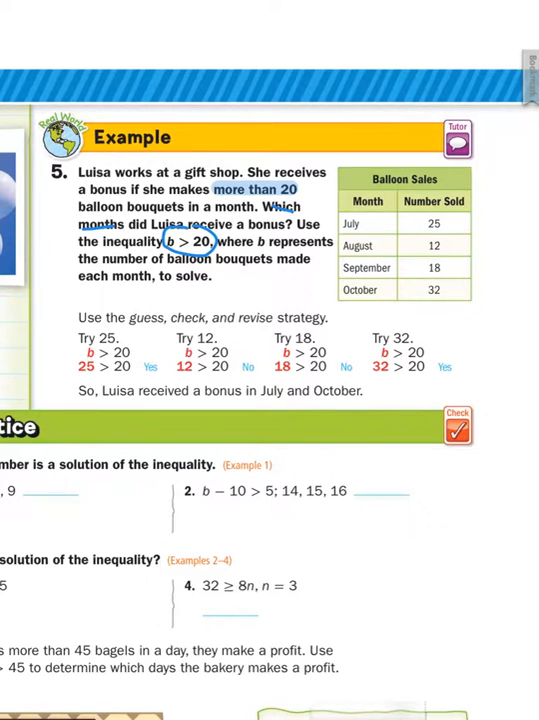So when I go through here, I'm just going to ask, is 25 greater than 20? Yes. How about 12? No. 18? No. 32? Yes. So which months? I would say October and July were both correct. So that one should have been pretty easy.